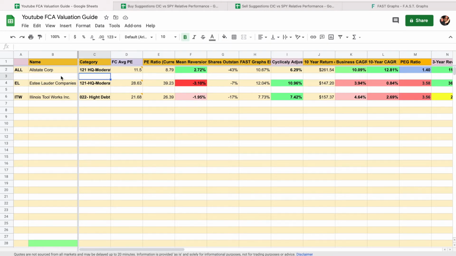Okay, so that's my case for Allstate, which is the buy this week. The sell is Estee Lauder. Let's take a look at Estee Lauder.